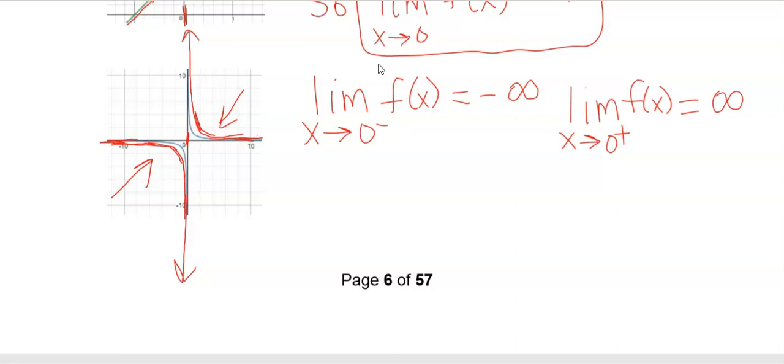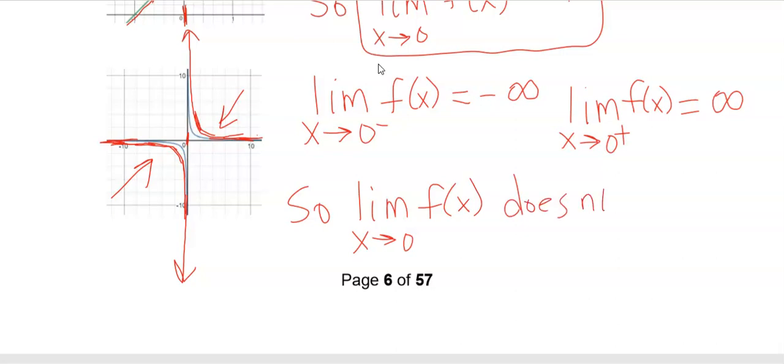And you may ask yourself, is the limit from the left and the limit from the right approaching the same number? Nope. They are not. So for this case right here, we would say that the limit as x approaches 0 of f of x, because they're not going toward the same number, does not exist. All right, and that would be our conclusion right there.